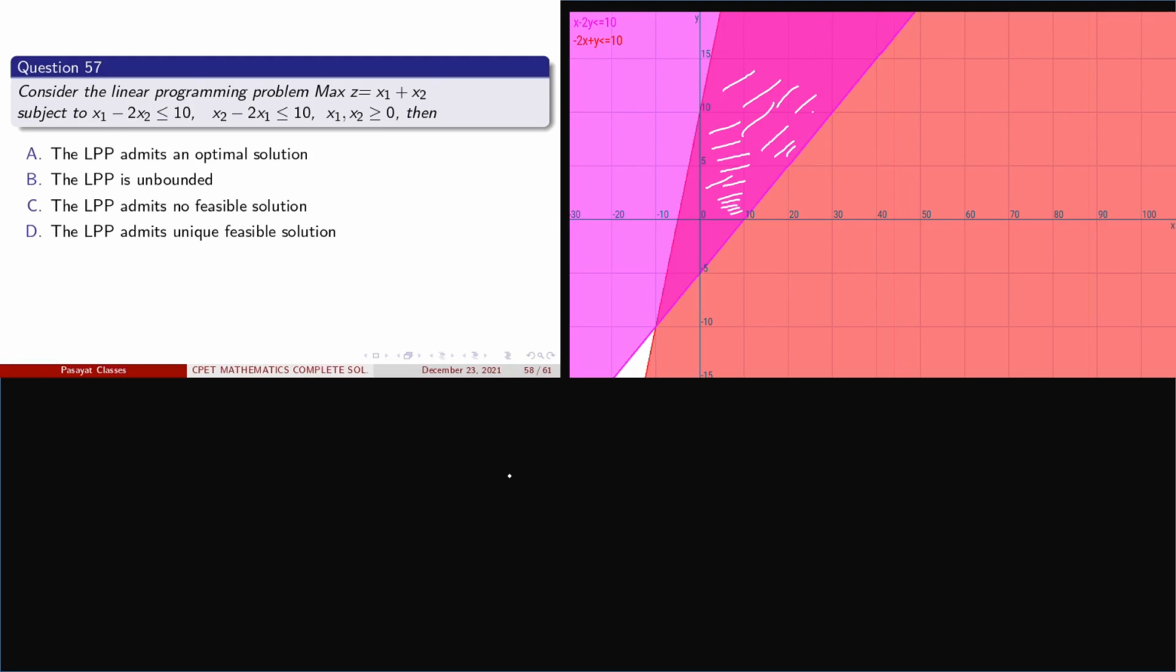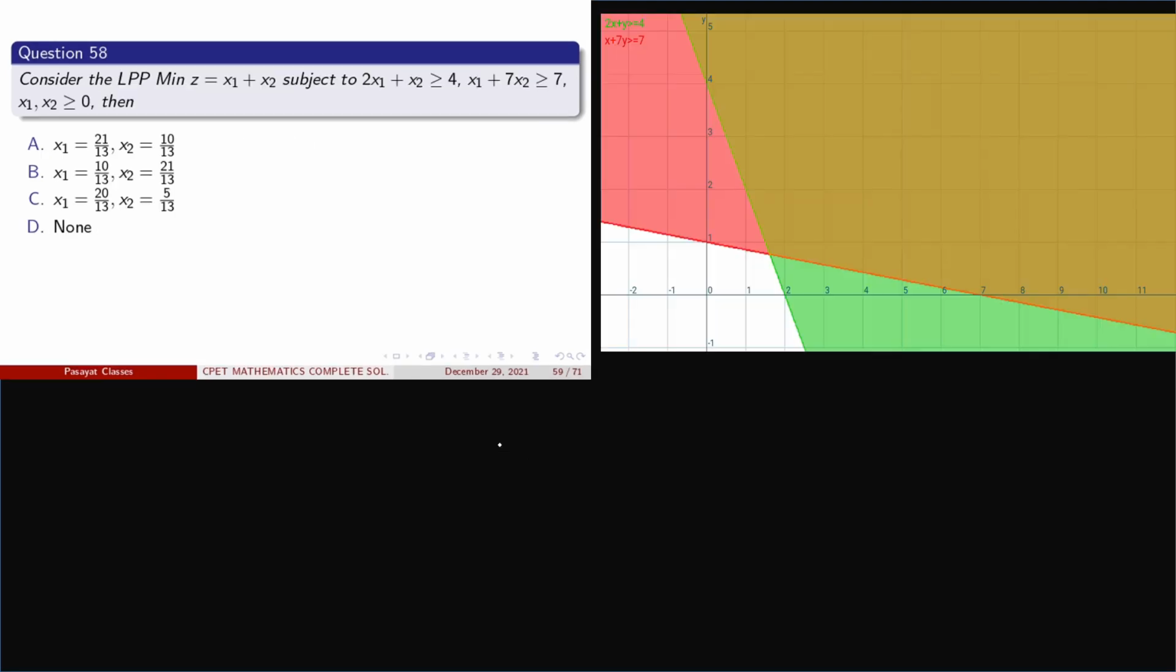This is the wrong one. Then the LPP admits a unique feasible solution. This one is also a wrong one. So option B is correct, because the LPP is unbounded. Clear? Now come to another question.